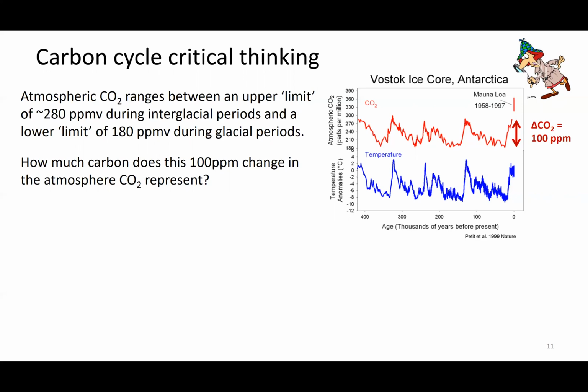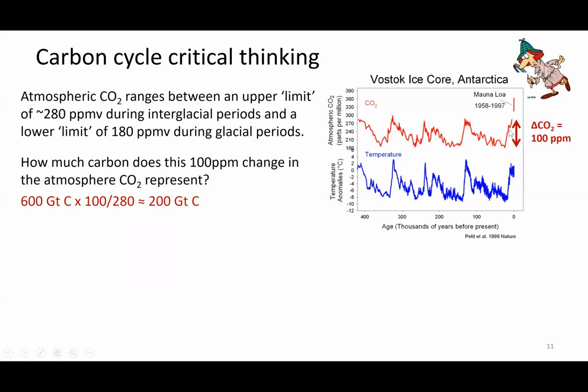Firstly, let's ask the question, how much carbon does this 100 ppm change in the atmospheric CO2 concentration actually represent? It turns out to be a fairly simple back of the envelope calculation. So we know that there's 600 gigatons of carbon in the atmosphere in the interglacial periods. So the pre-industrial period in the current interglacial had about 600 gigatons of carbon.